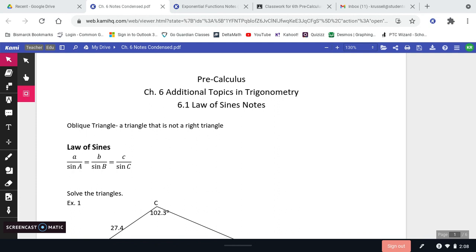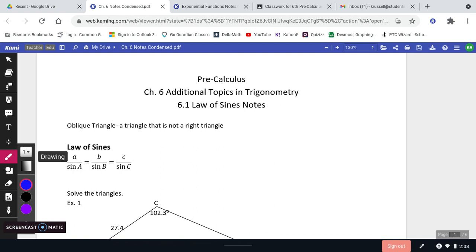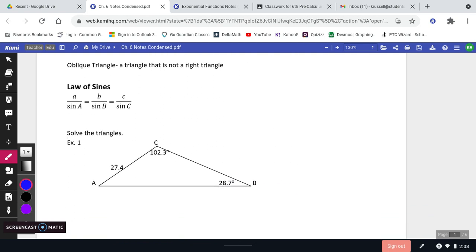So a law of sines is an equation, a formula that you can use to find the measures of angles and sides in triangles. Everything we've done in trig up to this point has been based on right triangle trig. And the law of sines and cosines will let you find angle measures and lengths of sides for triangles that are not right triangles. So it is very beneficial.